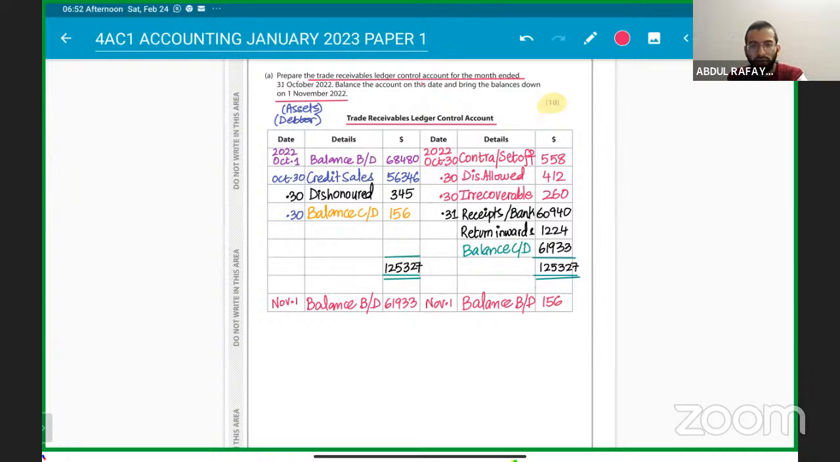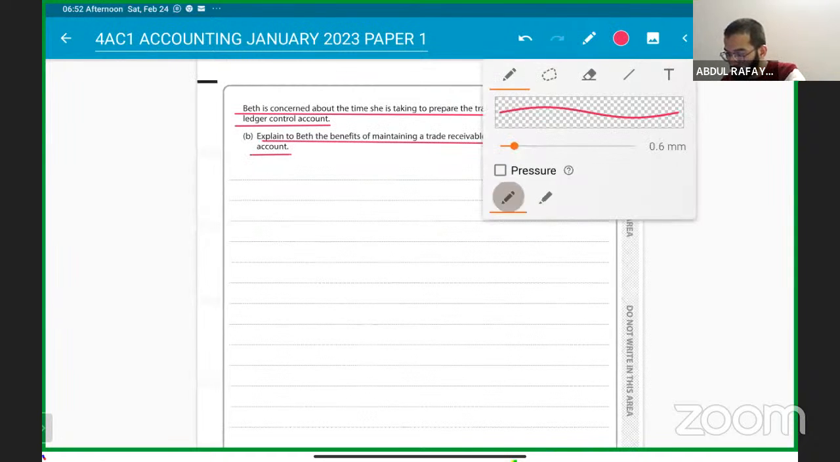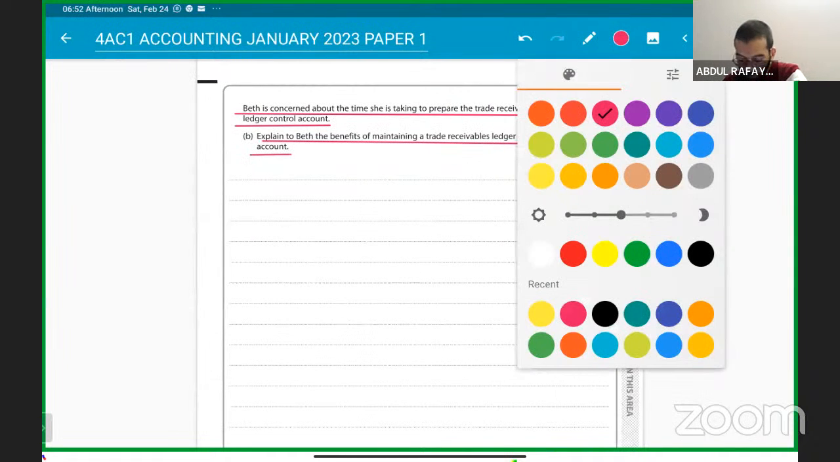The debit balance is the normal thing, that the customers have to pay us in the near future, in the next month. But this 156 basically means that some customers we have to refund. The owner has to pay them. Why? Because they must have paid extra, or there was some refund that we have to do. Extra payment or refund, a credit transaction happened. Clear on that?